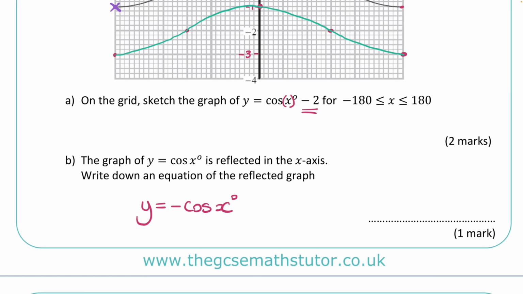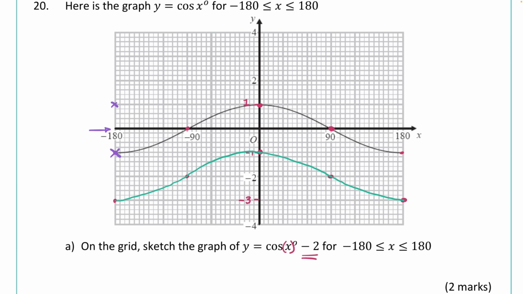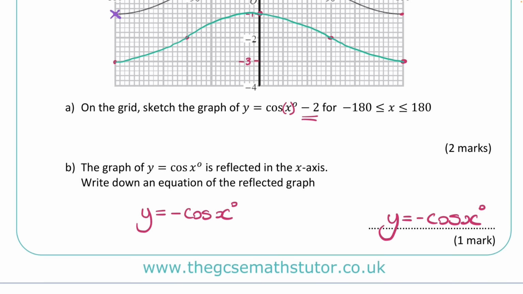If it was reflected in the y-axis, it would be y equals cos of minus x, like that. You'd have the little minus actually with the x, but this one here is reflected in the x-axis, so it's affecting the y-coordinates, or more specifically, it's changing the sign of the y-coordinates, which is a reflection in the x-axis. So y equals minus cos of x, and there we go, there is the equation of the reflected version of the graph. But there we go, that was looking at some graph transformations on a cos graph.